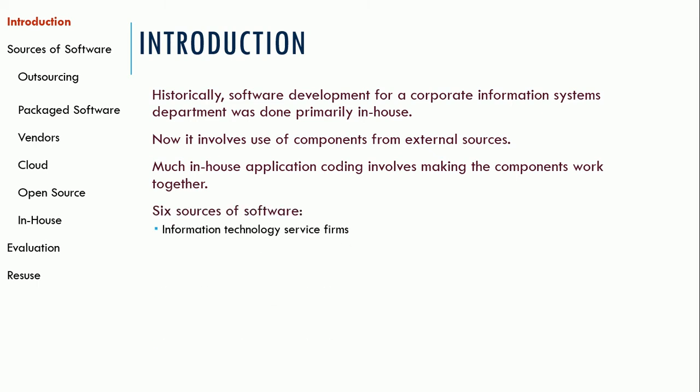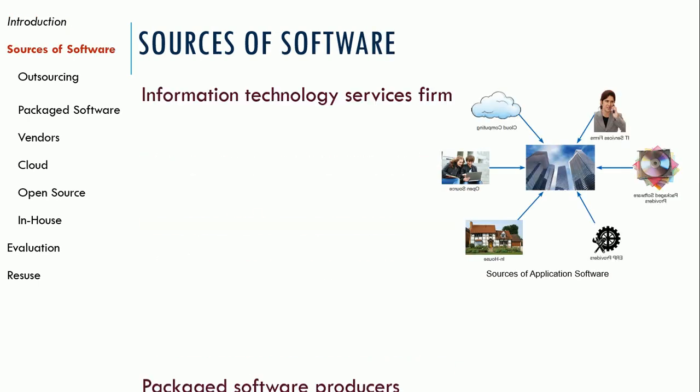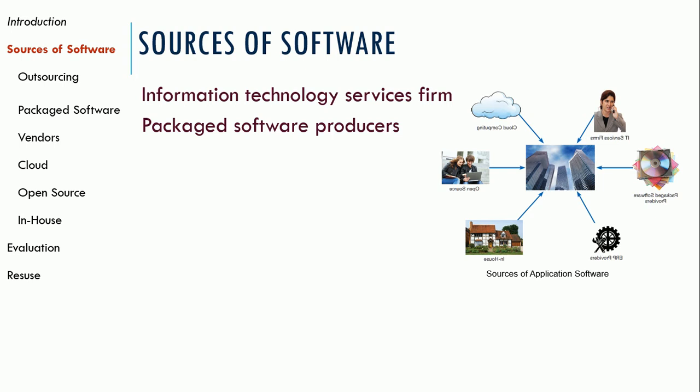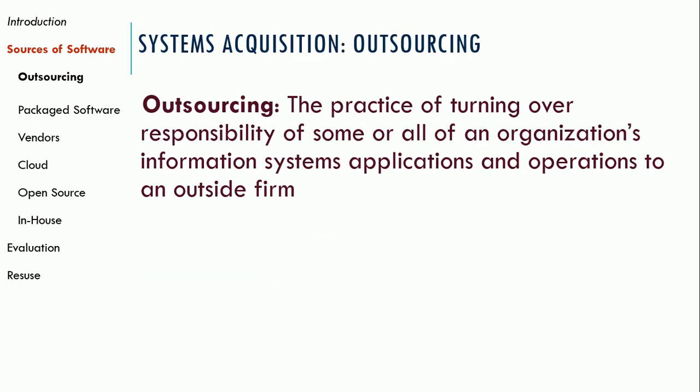So the 6 sources of software that I'll discuss are using information technology firms, packaged software providers, which is where you buy software off the shelf, vendors of enterprise-wide solution software like ERP, like SAP, cloud computing, which is becoming more and more common, and then we'll talk about open source software, and then finally traditional in-house development. So there are ways to evaluate software from all of these different sources to make sure it's going to meet your needs. So again, the sources of software could come from information technology services firms, packaged software producers, ERP providers like SAP, cloud computing, open source software, and in-house developers.